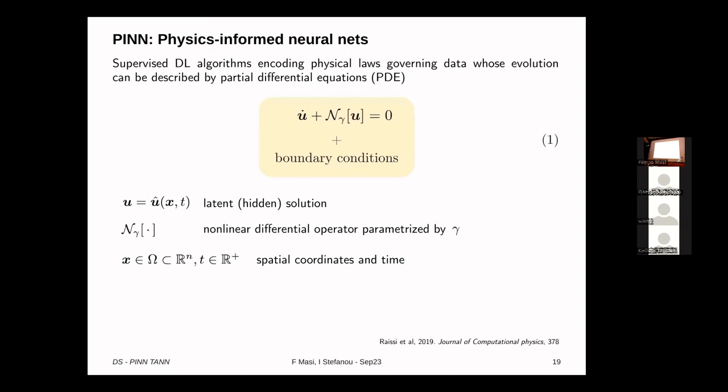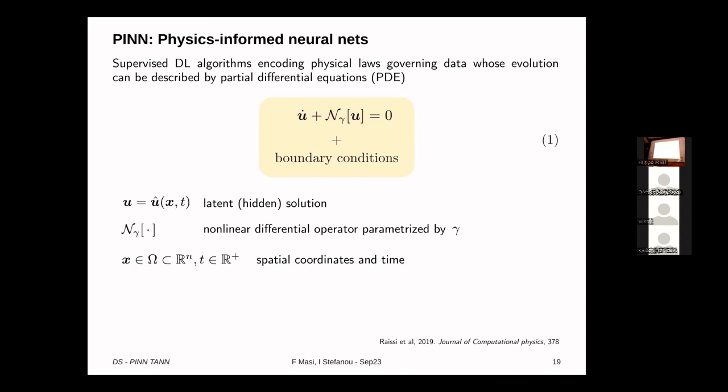So the idea is that we have a problem that we can generalize, and equation one you see here is the first derivative in time of u, where u is what we don't know, in principle the output of our network, as we have seen before, plus N gamma of u equal to 0. Now, this N gamma of u is nothing else than a nonlinear differential operator that is parameterized by some parameters gamma that we don't know. And of course, u is in general a function of space and time, so x and t, the spatial coordinate and time.